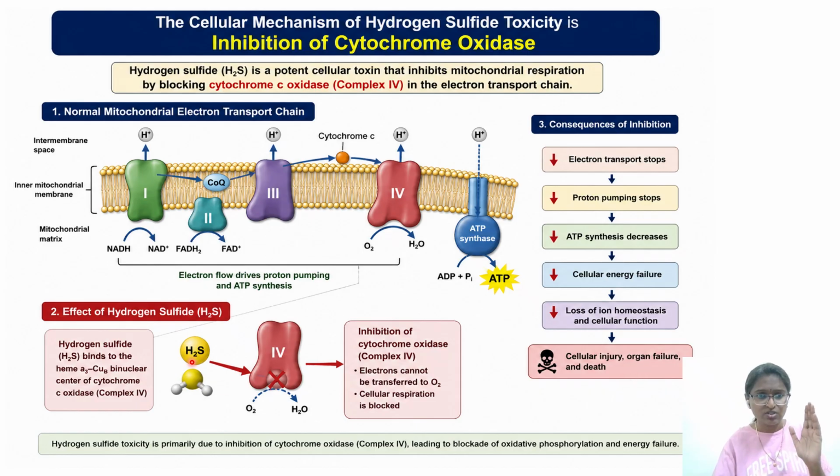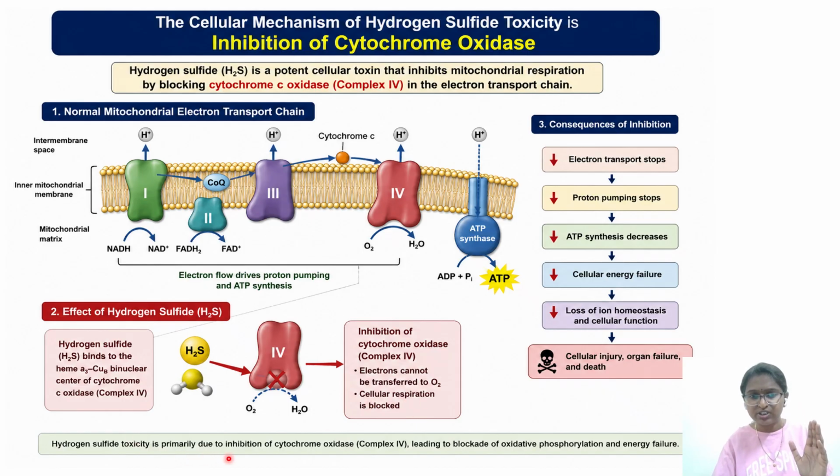So this is the thing. Your H2S, hydrogen sulfide, will bind to the heme a3 and Cu. These are the units of complex 4, the binuclear center of cytochrome C oxidase. This is your complex 4. So this particular thing is stopped. With inhibition of cytochrome oxidase complex 4, electrons cannot be transferred to oxygen, okay, and cellular respiration is blocked.